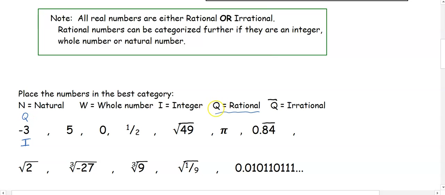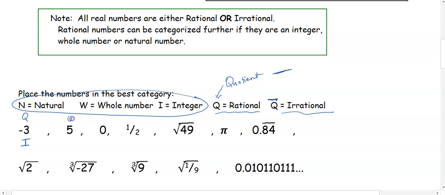I use Q for rational. The reason why I use Q for rational is because Q stands for quotient, right? And quotient means it can be written as a fraction, right? Fraction means to divide, right? Q with a line on top means not Q or not a quotient. So it's irrational. So it's either rational or irrational. If it is rational, it can be further categorized, okay?